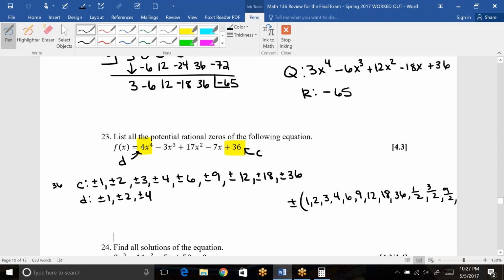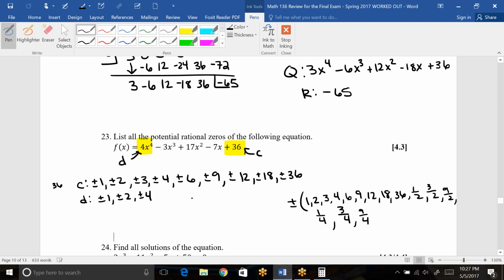So now we need to do everything over 4. So 1 over 4 is new. 2 over 4 is a half, which we already have. 3 over 4 is new. 4 over 4 is 1, which we already have. 6 over 4 is 3 over 2, which we already have. 9 over 4 is new.